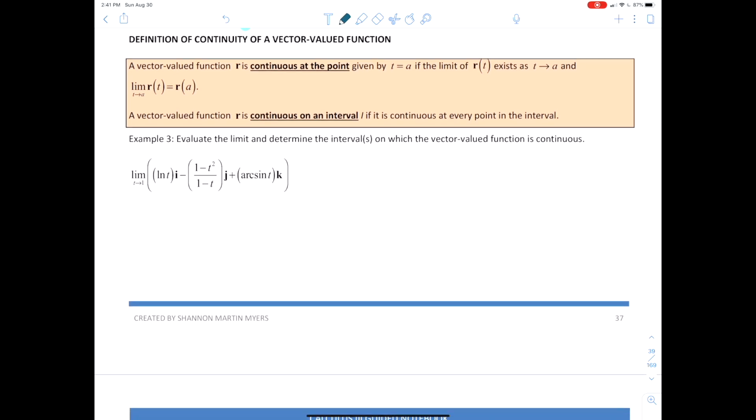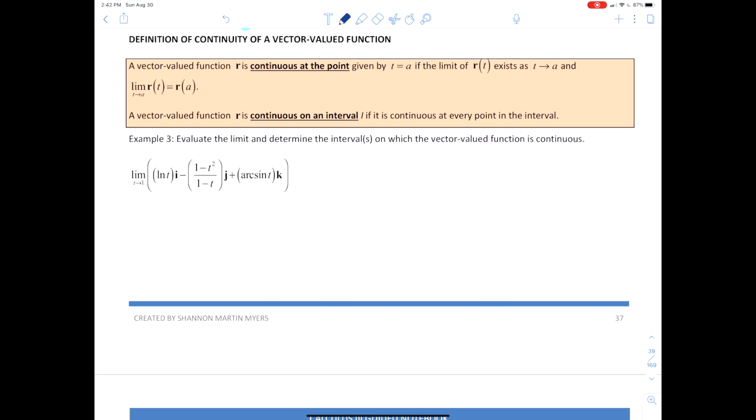So, the definition of the continuity of a vector valued function. A vector valued function r is continuous at the point given by t equal to a if the limit of r at t exists as t approaches a, and if the limit as t approaches a of r at t is equal to r at a. So just an extension on your continuity definitions. And then a vector valued function r is continuous on an interval I if it's continuous at every point in the interval. Okay? So evaluate the limit and determine the interval or intervals on which the vector valued function is continuous. So here we go.